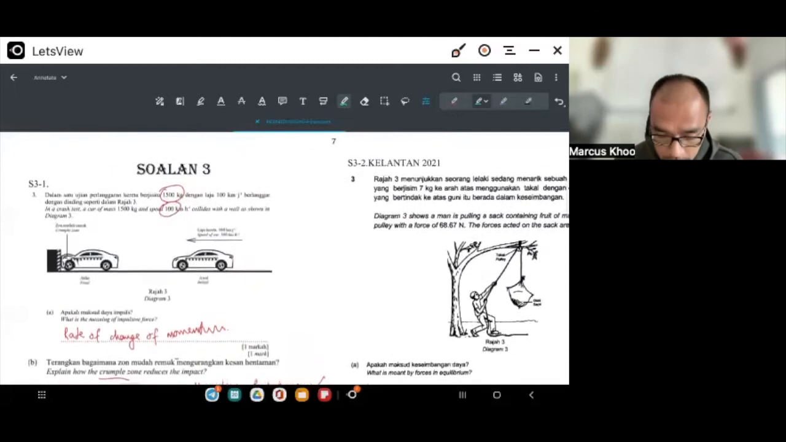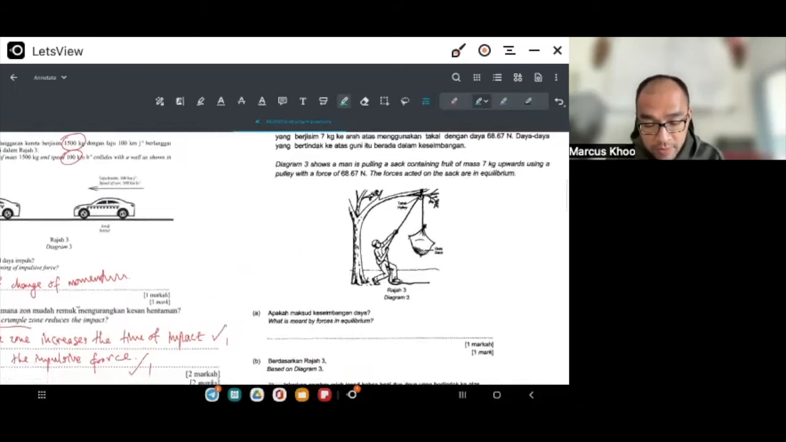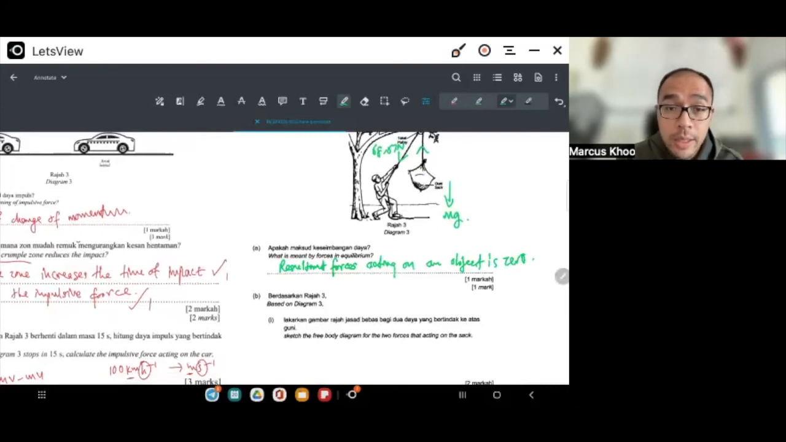Okay, let's continue. Diagram 3 shows a man pulling a sack containing a fruit of mass 7 kg upwards with a pulley with a force of 68.67 newtons. There's of course the mass and the gravity over here, and then there will be a tension on the string. So what is meant by forces in equilibrium? It's when the resultant force acting on an object is 0. That's when all the forces will be in equilibrium.